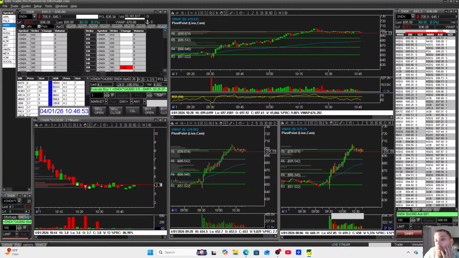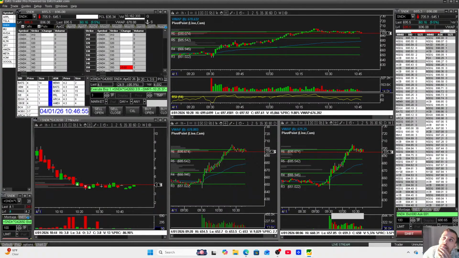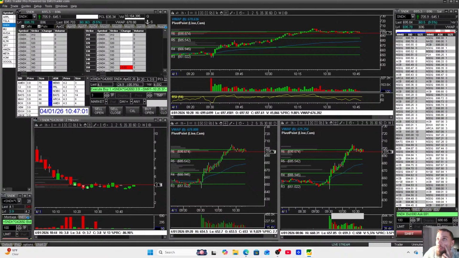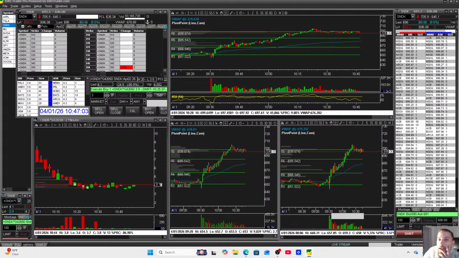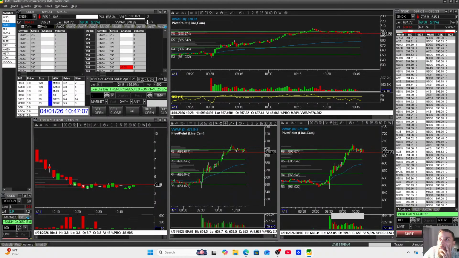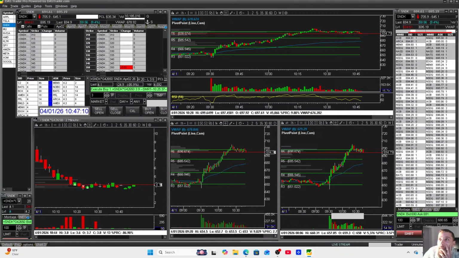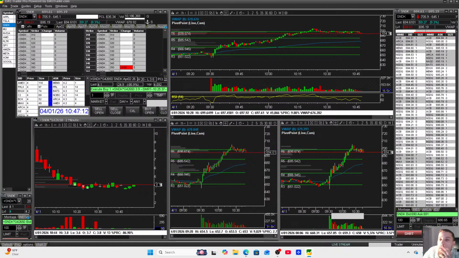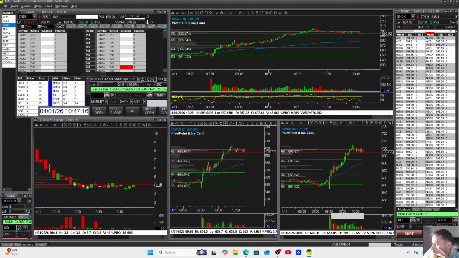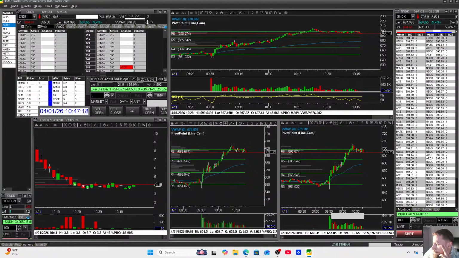Just need a seller here. Everybody just keeps buying in this range. Buying the low of it, selling the high of it. It's testing it now. 695.